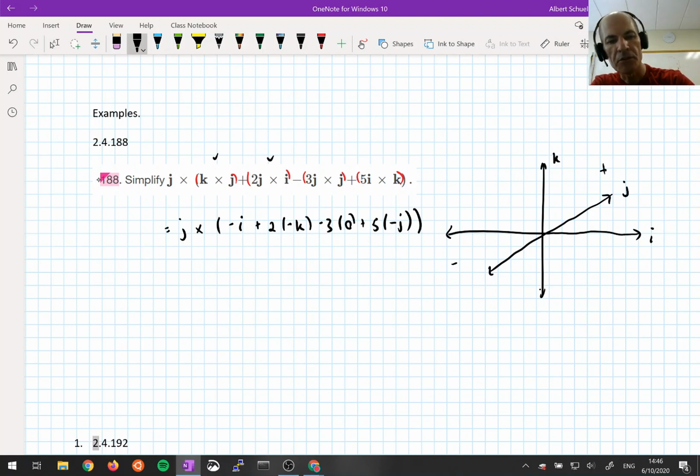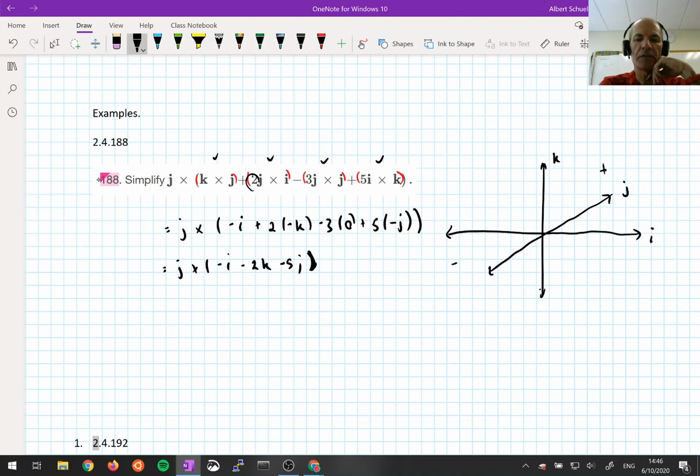Notice also I'm using the scalar identity. I'm taking this 2 out of the cross product, the 3 out of the cross product, the 5 out of the cross product. Let's look at what's left behind and see if we can't make sense of this. Let's take J cross. We have negative I minus 2K minus 5J.